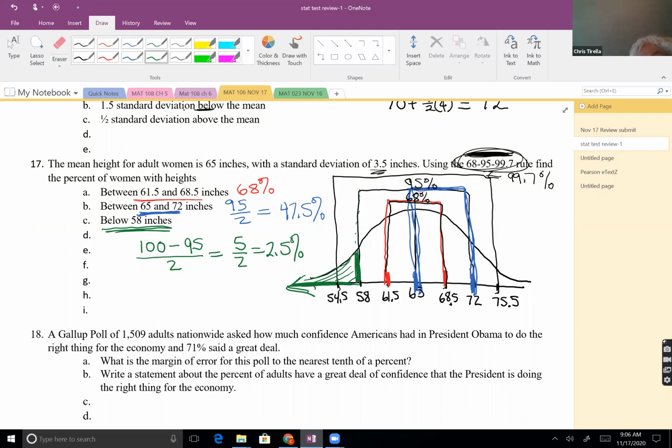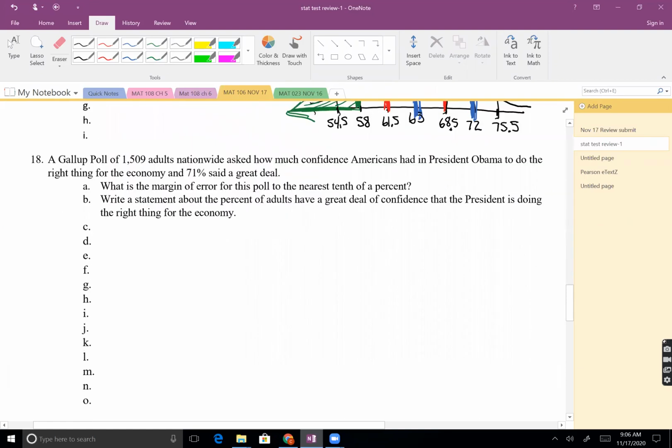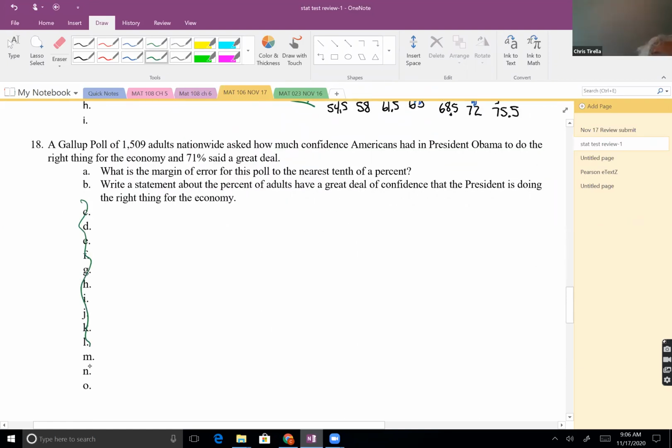Yeah. Okay, good. The next question says a Gallup poll of 1,509 adults asked how much confidence they had in President Obama to do the right thing for the economy, and 71% said a great deal. And again, I apologize. You can tell that this is a really old question. I think this question is at least 8 years old. First part asks, what's the margin of error for this poll to the nearest 0.1%?